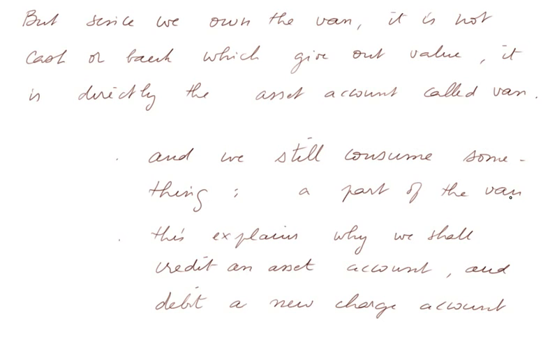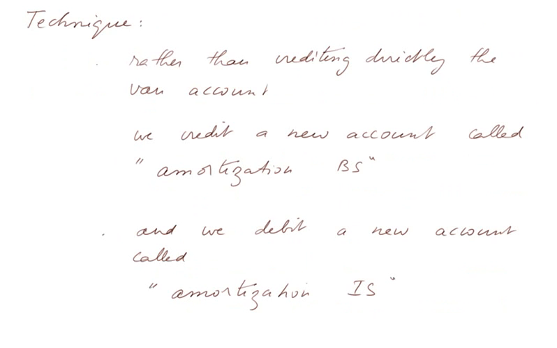This explains why we shall credit an asset account and debit a new charge account. Actually, we shall not credit directly the van account, we shall credit another account just because accounting is a process of keeping track of as much information as is useful. So the technique is this. As I said, rather than crediting directly the van account, we credit a new account called amortization BS, balance sheet, and we debit a new account called amortization IS, income statement.